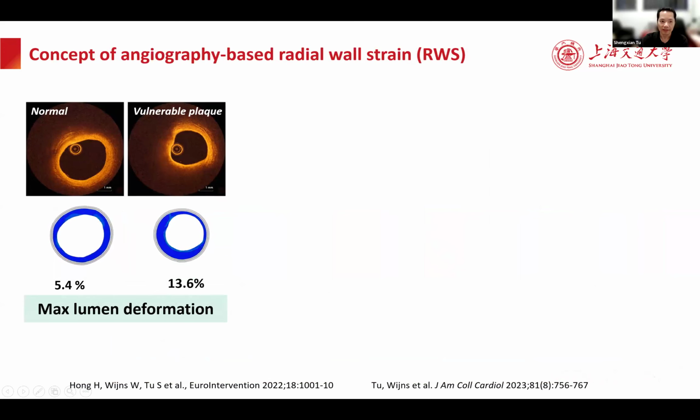So we also developed the angio-based radial wall strength. The concept can be explained like this. In a vulnerable plaque here, as you can see, with more lipid and a thin cap, the blood pressure is changing from time to time, from systolic pressure to diastolic pressure. So there's a pressure difference there over time, and this pressure difference interacts with the plaque composition. If you have more lipid here, you have more deformation. And the deformation is actually a result of the interaction between the blood pressure and the vulnerability.